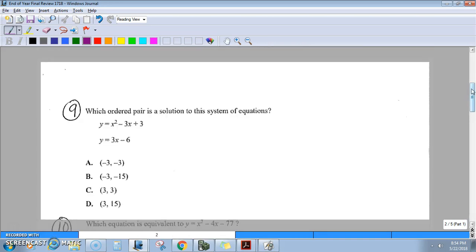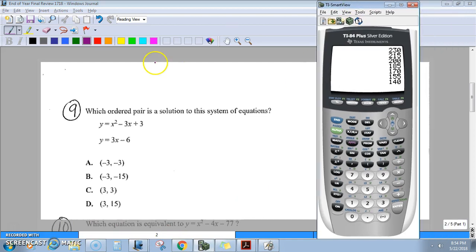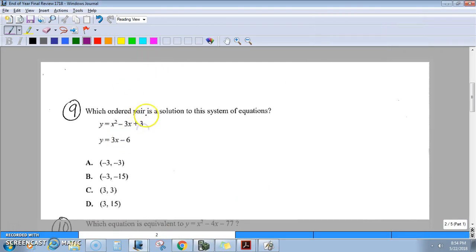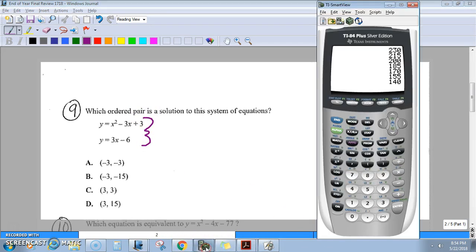Which ordered pair is a solution to the systems of equations? So let's go ahead and use our calculator for this one. For the systems of equations, we're trying to figure out where they intersect. The easiest thing to do is to put both of those into the y equals. They're already y equals something, right?